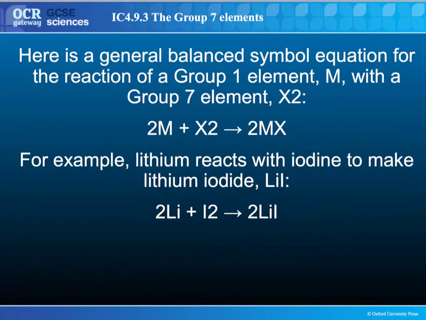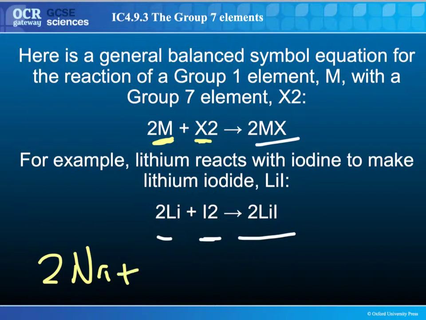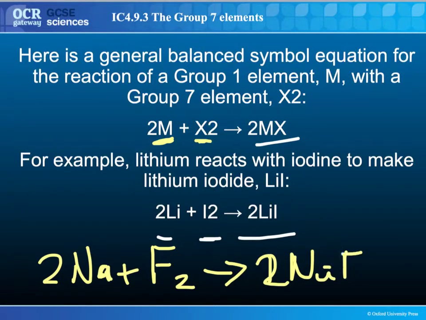When predicting reactions between group 7 and group 1 elements, this is the general equation. Using M to represent the metal and X to represent the halogen, you have 2M, or in this example here, 2 lithium, reacting with X2, so in this case I2, to form 2MX, or in this case 2LiI, confusingly. Another one would be sodium reacting with fluorine. 2 sodiums react with F2 to form 2NaF.